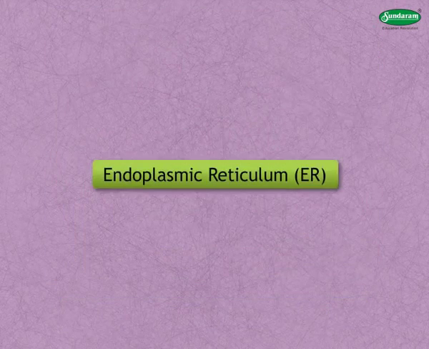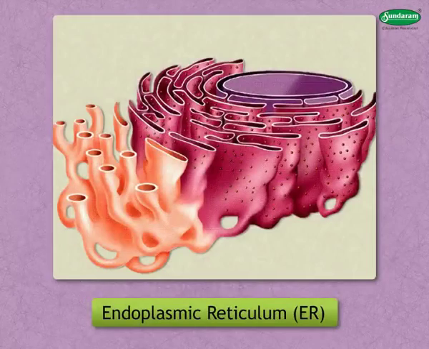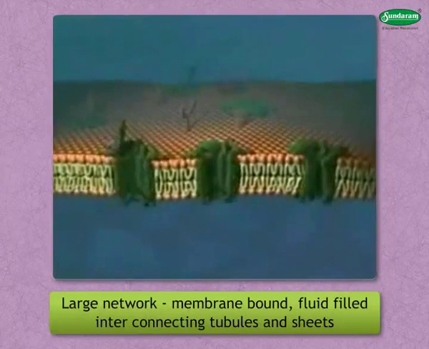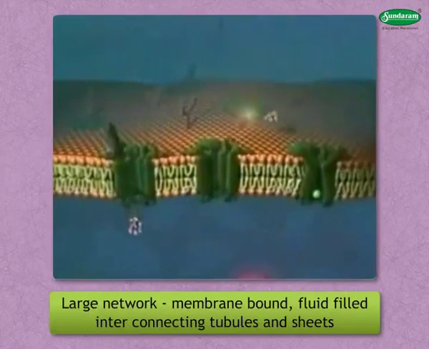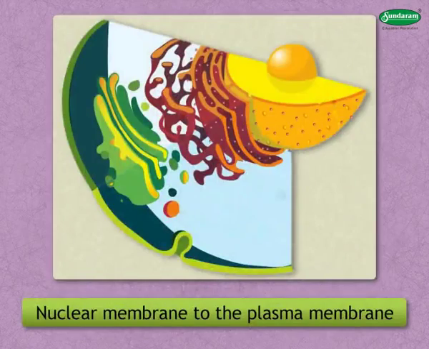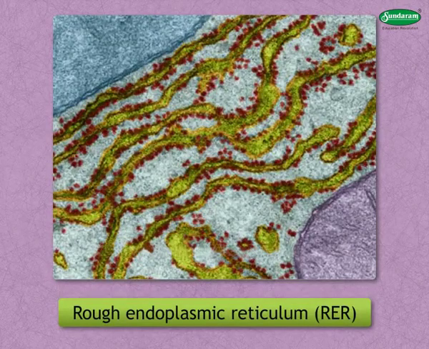Endoplasmic Reticulum, ER. Endoplasmic reticulum is the intracellular transport system of a cell. Endoplasmic reticulum is a large network of membrane-bound, fluid-filled interconnecting tubules and sheets. Endoplasmic reticulum spreads from the nuclear membrane to the plasma membrane. Endoplasmic reticulum is of two types: rough endoplasmic reticulum, or RER.